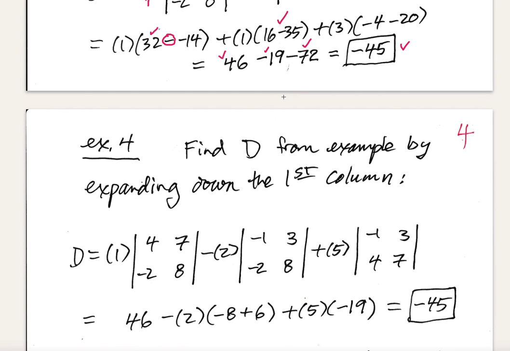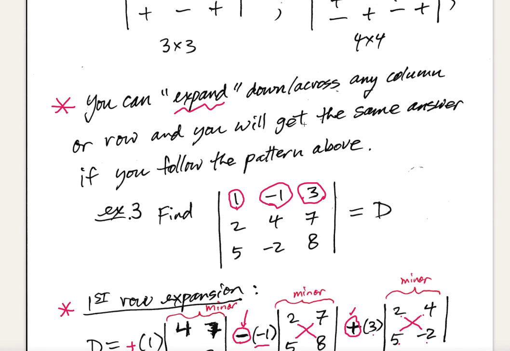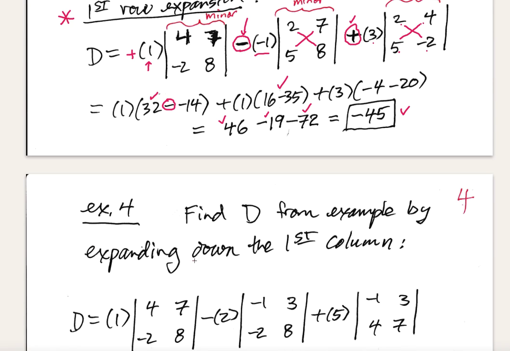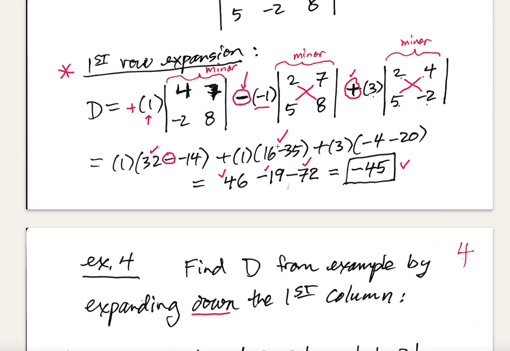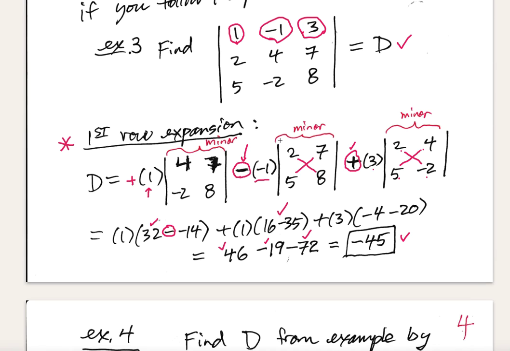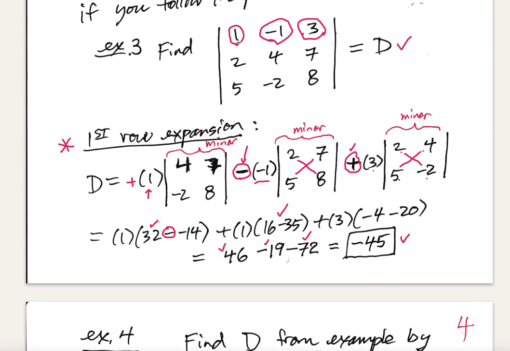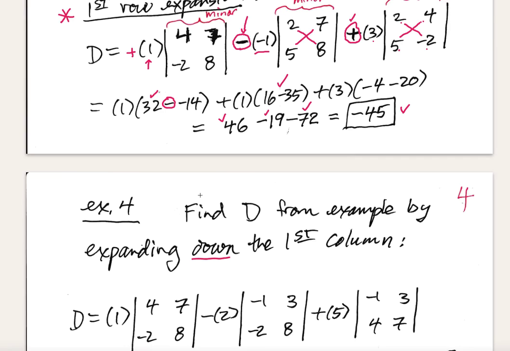Find D from the example above here. So I'm going to find the same determinant, but I'm going to expand down the first column. Okay? I'm going to get negative 45 again, I claim. Okay? So now I'm coming down. Now the first part is exactly the same as this here. I'm starting with 1. Okay? And then I get what? 1 times the minor determinant, 4, 7, negative 2, 8, just like I have here.